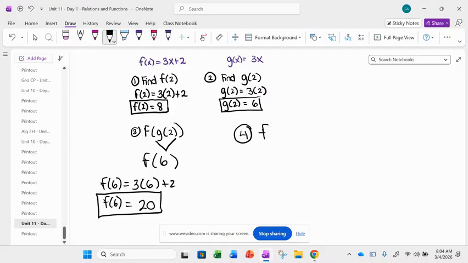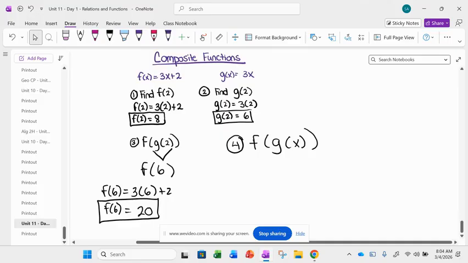So if I have f of g of x, is there a number to input? There's no number to input. It's saying f of g of x. It's not saying f of g of 1 or f of g of negative 10. It's saying f of g of x. So what does this mean? It means I'm going to g of x. What expression represents g of x?